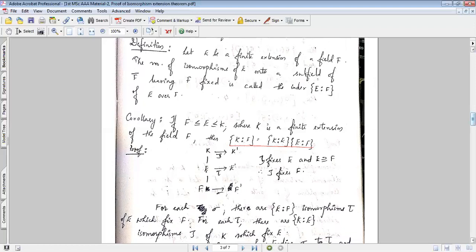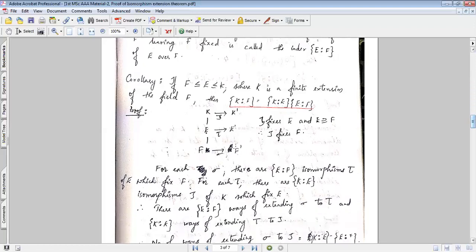Now, what do we know? From one of the previous results, we know that the number of isomorphisms does not depend on E dash or F dash or tau or sigma. It depends only on F and E. That is, when you are extending from F to E, the number of isomorphisms tau from E to a subfield of F closure depends only on E and F, and that number is denoted by the index of E over F.